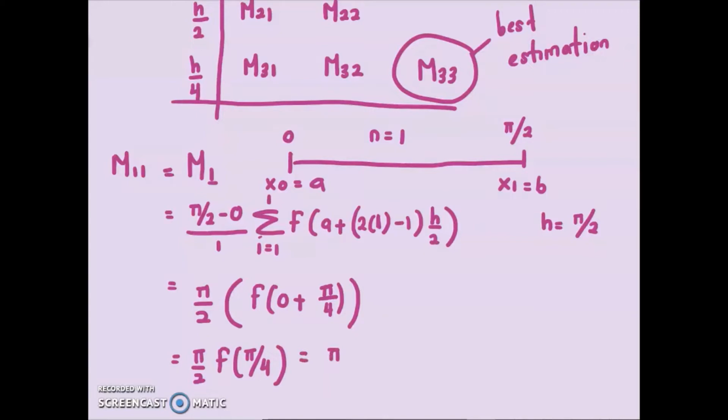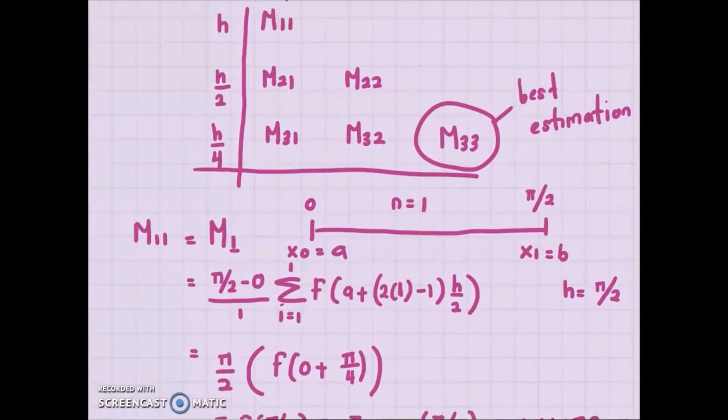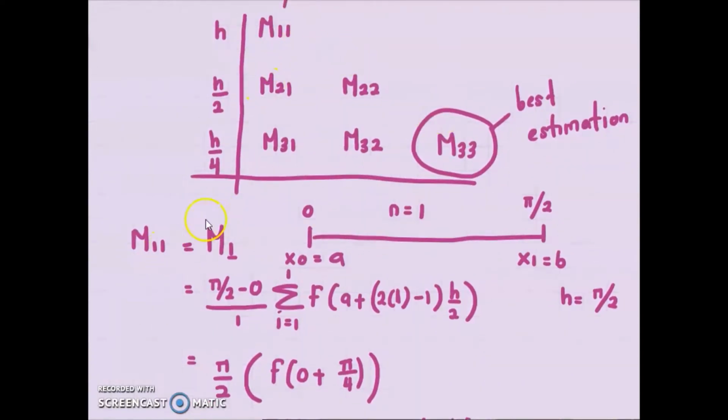Now, what is f? The function f given is cos x. So I have pi over 2 times cos of pi over 4. Use a calculator or anything to get the solution. You have 1.11072. This is for M11, the first column, for n equals 1.